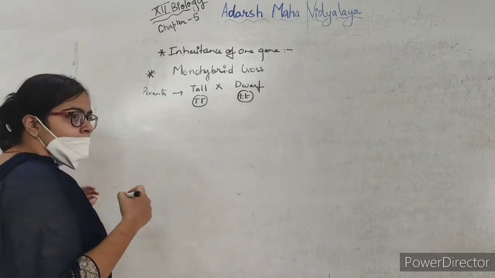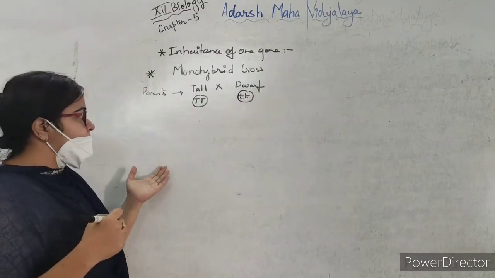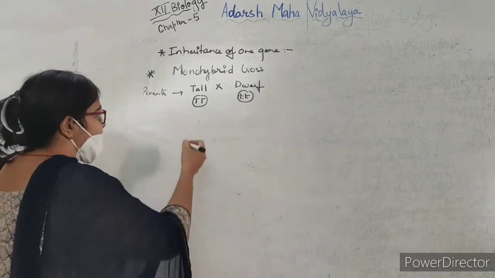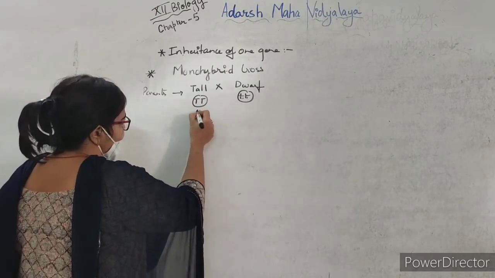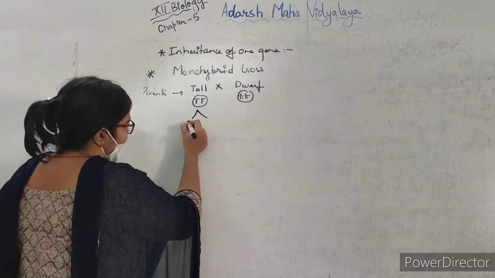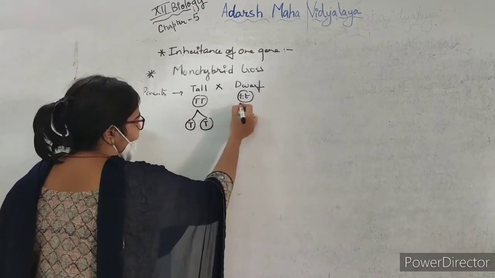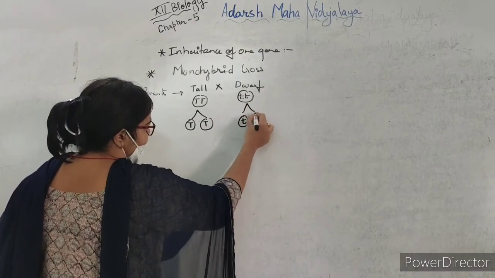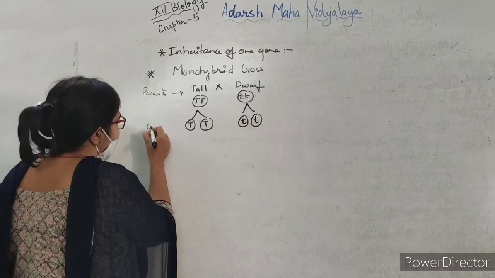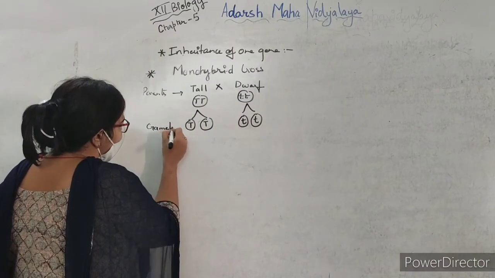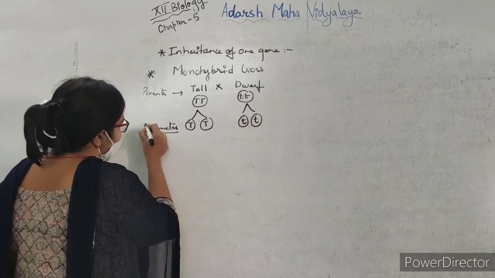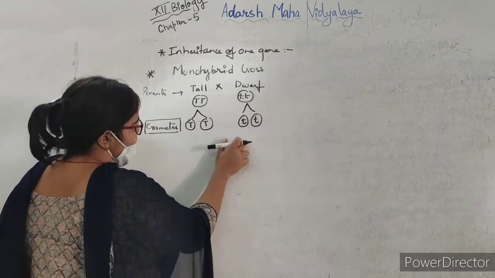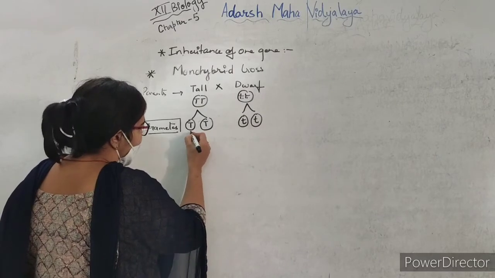Due to self-fertilization for generations, we got the true breeding lines of both these parents. Now this will produce two types of gametes, that is this, and this parent will produce two gametes, that is small t and small t. These are the gametes. Okay, now these gametes will cross with themselves to produce the offspring.